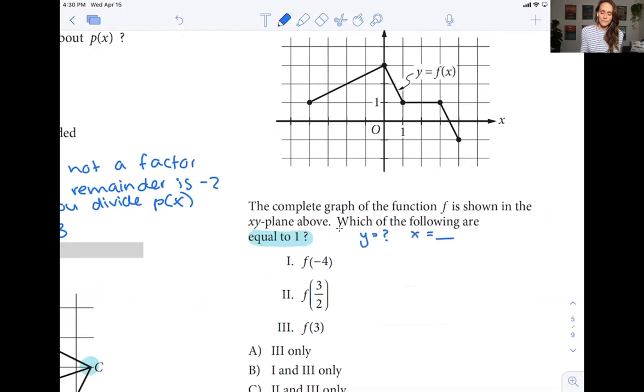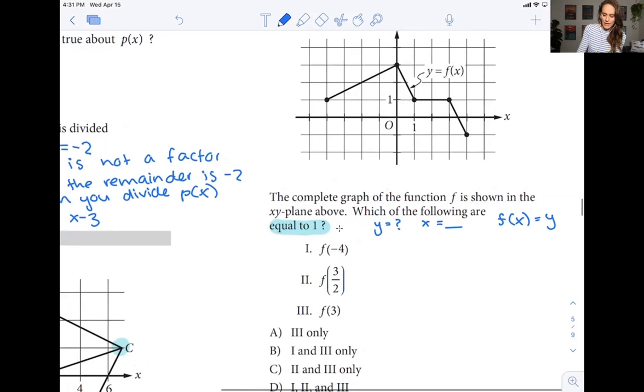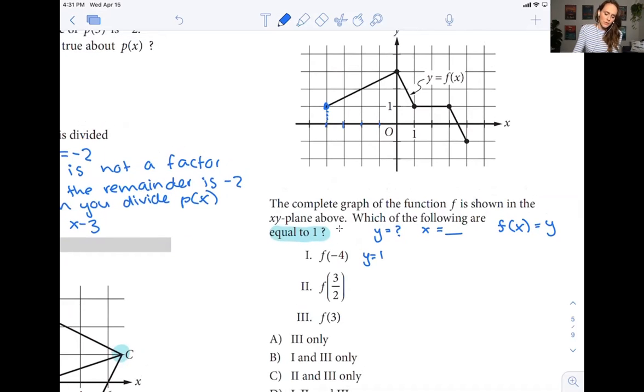So f of negative 4, what is y when x is negative 4? So I'm going to count negative 1, negative 2, negative 3, negative 4. My y would be equal to 1. So y equals 1. I can check 3 over 2. So 3 over 2 is just 1.5. So that's going to be here. And that y is also going to be equal to 1. And when x equals 3, so we have 1, 2, 3, that y is also equal to 1. So it is 1, 2, and 3 for those.